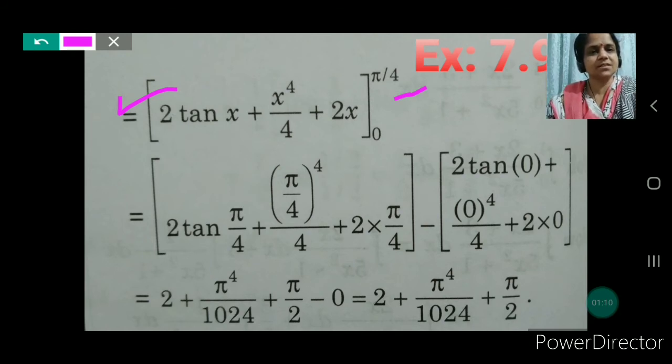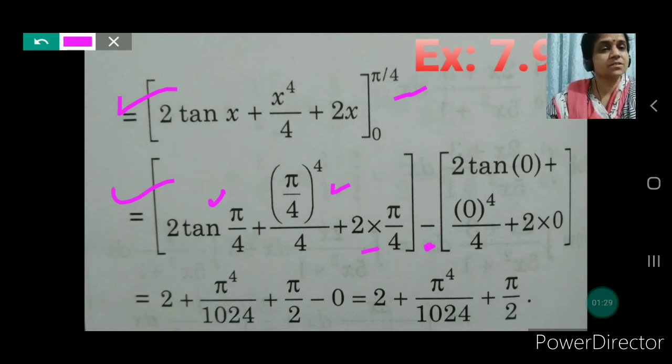So first write pi by 4 in place of x. You will get 2 tan pi by 4 plus here pi by 4 raised 4 by 4 plus 2 into pi by 4. Then put a negative sign and here it is 2 tan 0 plus 0 raised 4 by 4 plus 2 into 0. Okay, and now solve it.